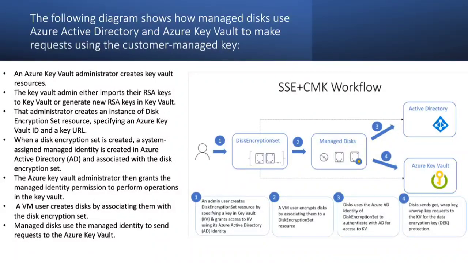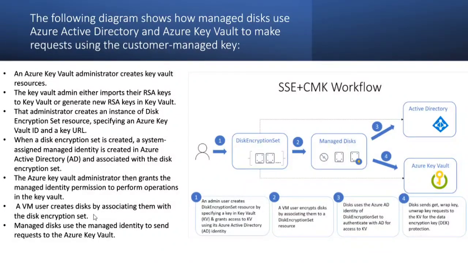So next, after creating the Azure Key Vault, what do we have to do? We have to create a disk encryption set and specify the Azure Key Vault details in that encryption set. When a disk encryption set is created, a system-assigned managed identity is created in Azure AD and associated with the disk encryption set. Then the Azure Key Vault administrator grants the managed identity permission to perform operations in the Key Vault. We will see that in the demo, because we have to assign the roles to use the encryption set in the Key Vault.